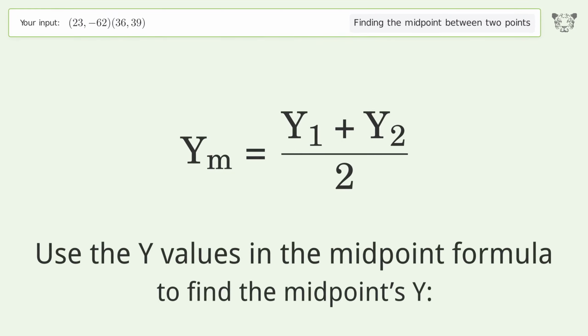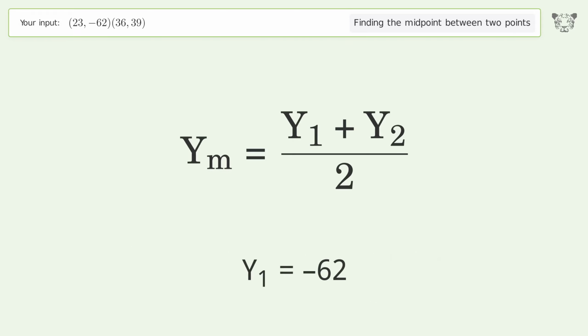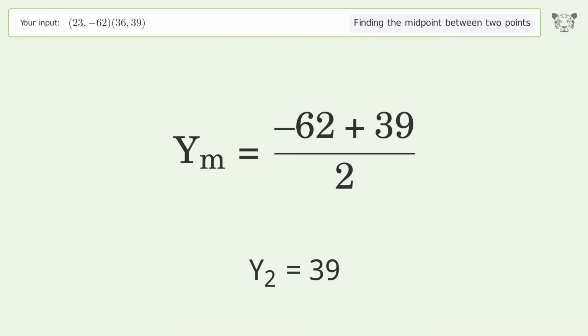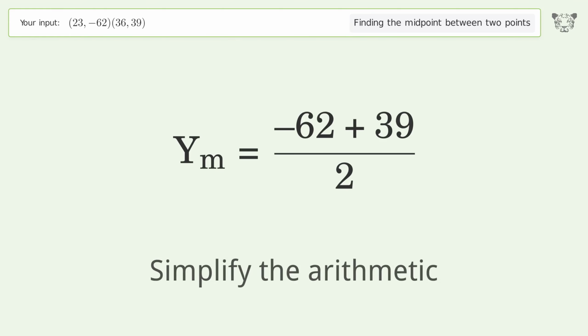Use the y values in the midpoint formula to find the midpoint's y. y1 equals negative 62. y2 equals 39. Simplify the arithmetic.